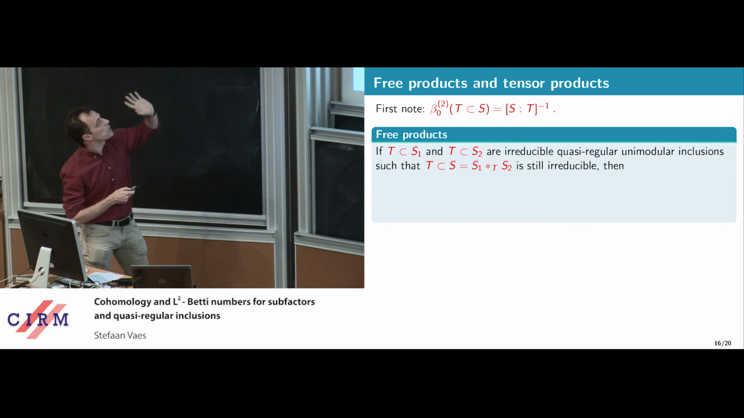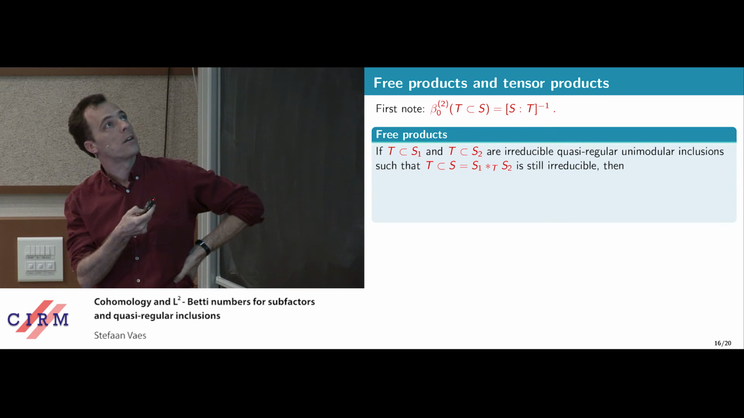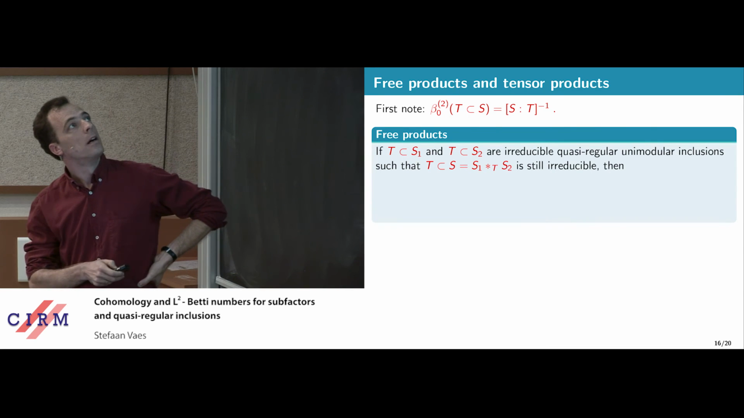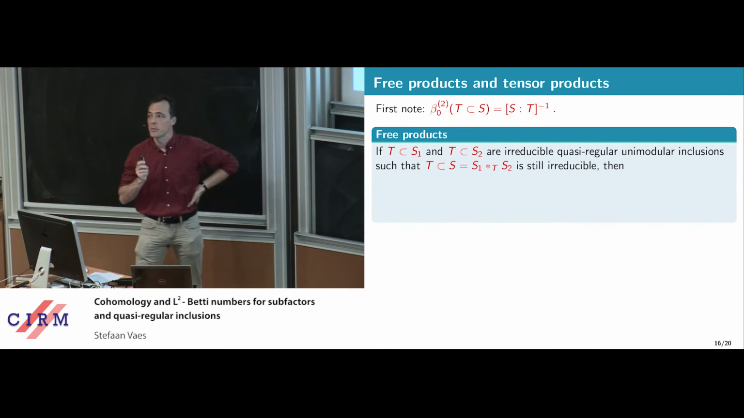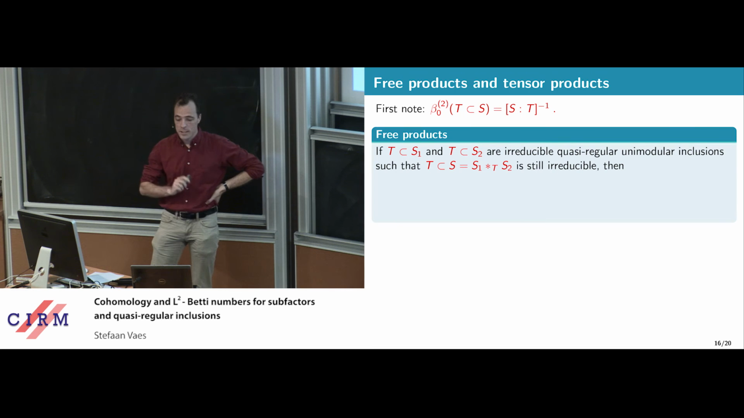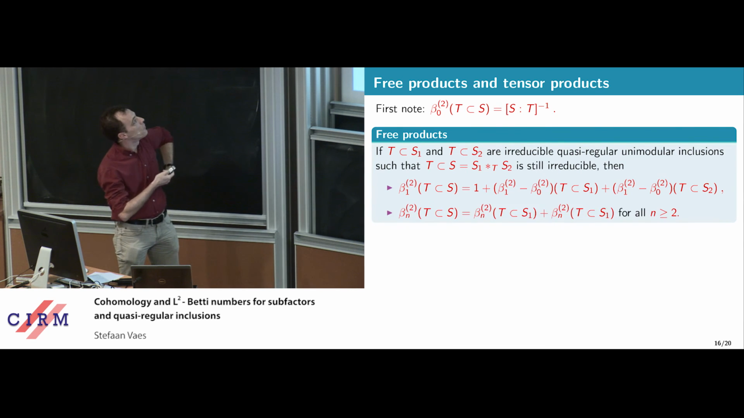Namely, if I start with two irreducible quasi-regular inclusions with the same T, then I can build a new quasi-regular inclusion. Namely, I can take the amalgamated free product in the sense of Voiculescu and Popa of S1 and S2 amalgamated over T. Now that's always automatically quasi-regular. It's not always automatically irreducible. Now if it's still irreducible, then the formulas that you expect hold. I could have written it like that, yeah?